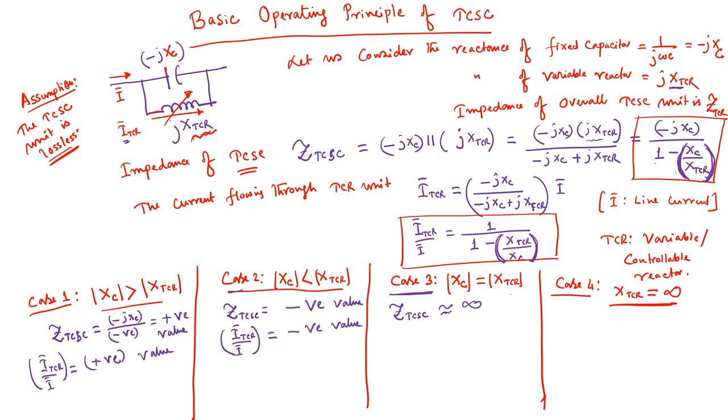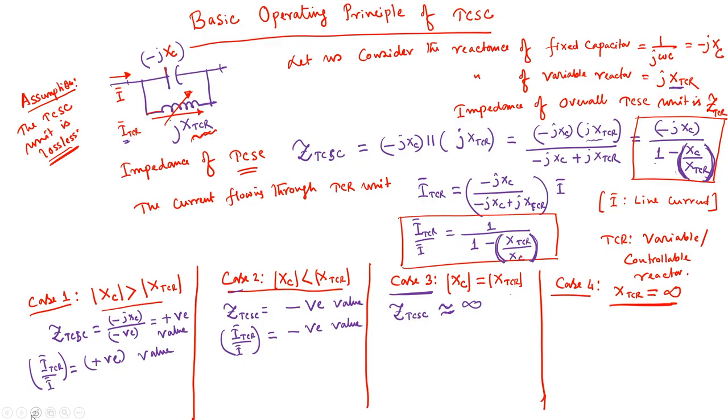So, this is a special case, and this is a special condition that we should not want to see, because when ZTCSC is infinite, that means since this TCSC is connected in series of the transmission line, wherever it is connected at the transmission line, it is offering an infinite impedance. So, it is creating an open circuit, it makes the line open, which is a situation which is not wanted.